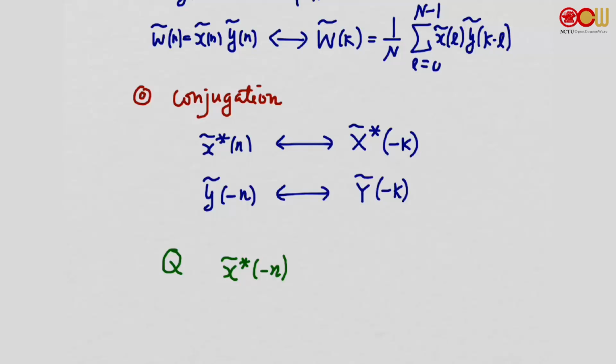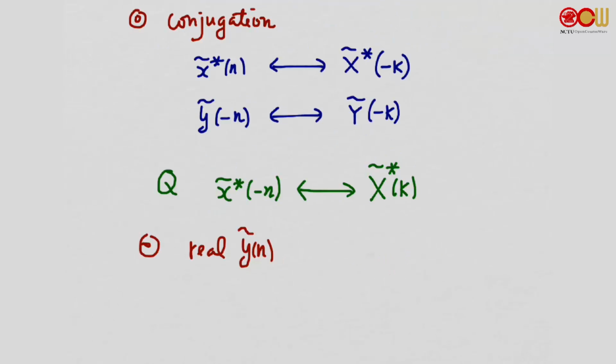Question. Suppose now we do conjugation and we do time flipping, so there's a minus n here. Then what is the corresponding sequence in the frequency domain? We combine the above two properties together, right? Then we get x tilde k conjugate.